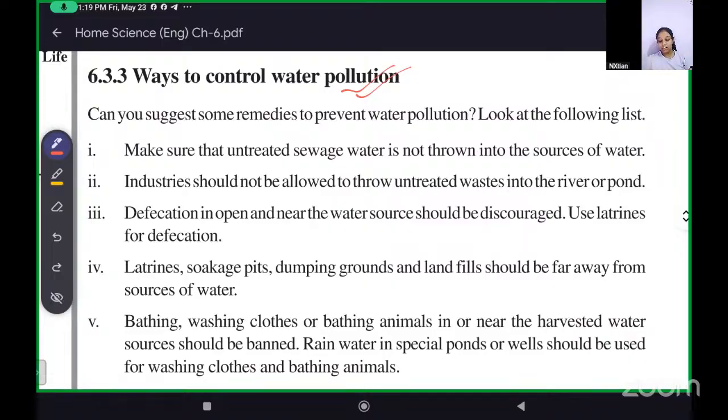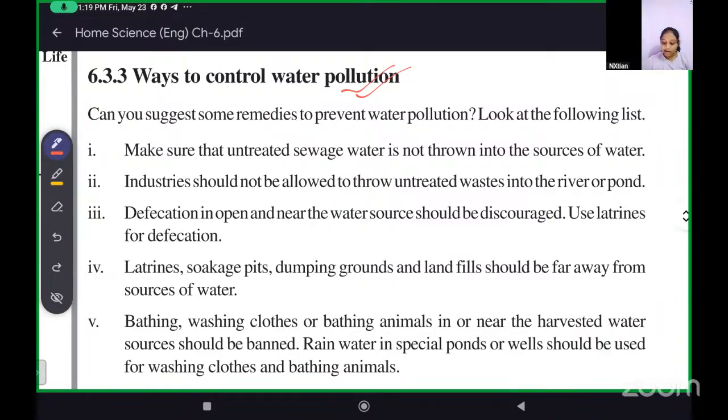Defecation in the open and near the water source should be discouraged. Use latrines for defecation. People who relieve themselves in open areas or directly in or near water bodies should be controlled, banned, or discouraged. The use of latrines should be made compulsory.